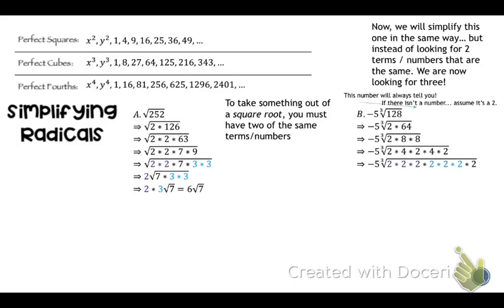Okay. Now I have 3 2's there, so that's one group. 3 2's there, so that's another group. I can pull out that purple 2. I can pull out the blue one. Then I multiply all those numbers together. So 5 times 2 times 2 is 20. Then the 2 is on the inside still.